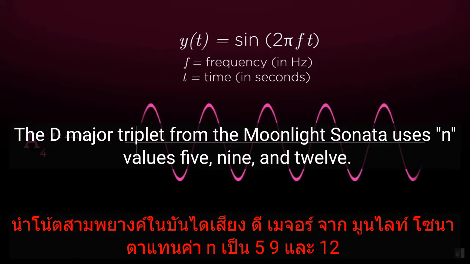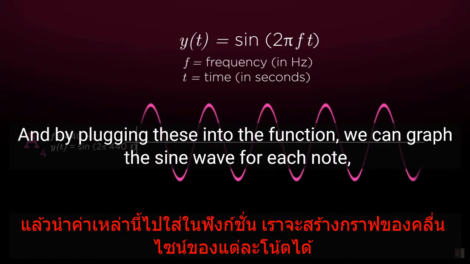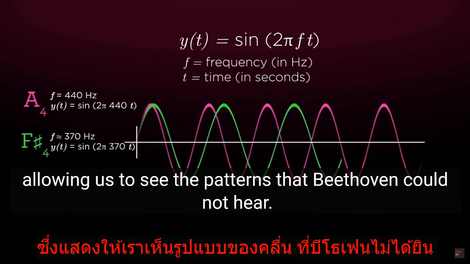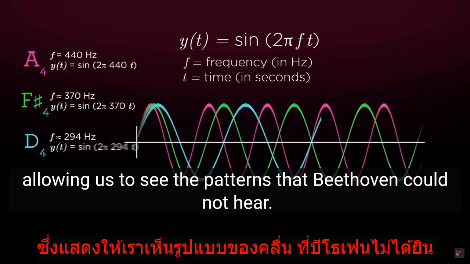The D major triplet from the Moonlight Sonata uses n values 5, 9, and 12. And by plugging these into the function, we can graph the sine wave for each note, allowing us to see the patterns that Beethoven could not hear.